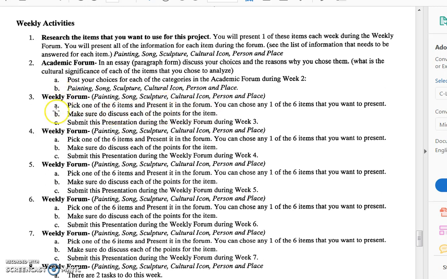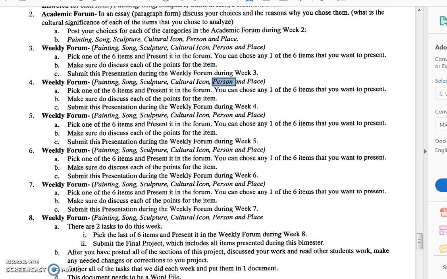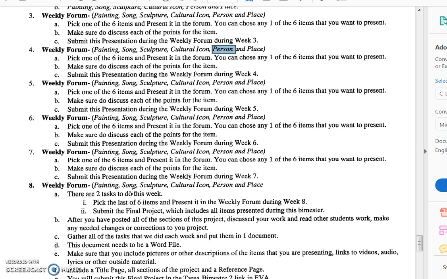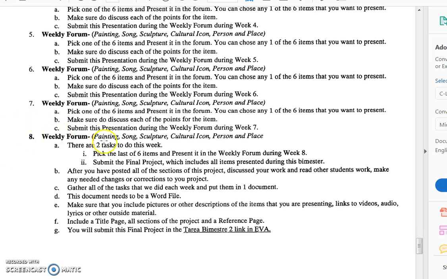The next week, week 4, is exactly the same, except you're just going to pick a different item. Let's say in week 1 you did a song. The next week maybe you're going to do a famous person. Again, you can do this in any order. You don't have to follow the painting, song, sculpture order. You can do it any way you want. Each week you're going to be presenting one of these items, all the way up until week 8, when you'll be posting your last item.